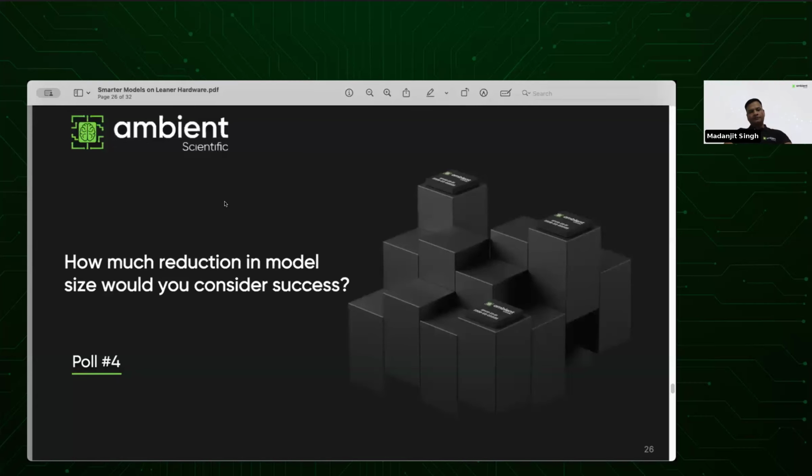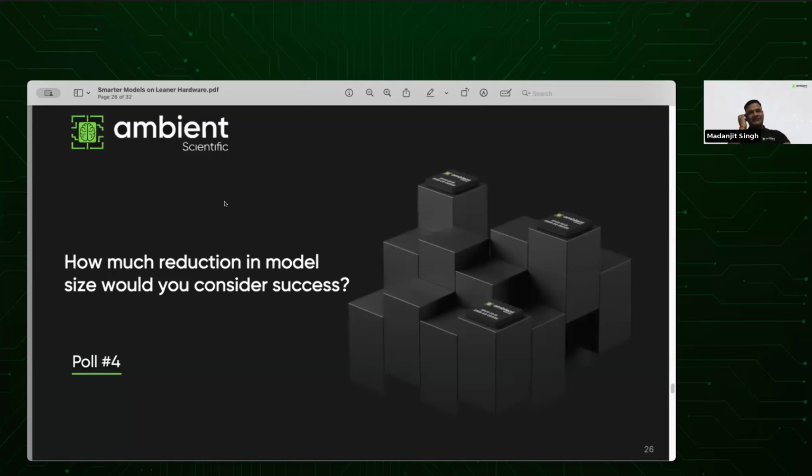So we see that most people here are actually shooting for the stars. They're saying that they would be happy only with a 4x compression in model size and nothing less than that. And we see quite a mixed, humble lot over the other answers, where most people are saying that 51 to 100% model compression would also work for them. So in your experience, Madanjit, what would you say is the average compression in model size that is achievable on a more practical level?